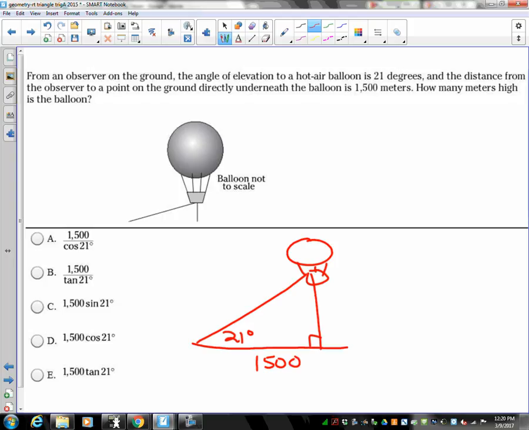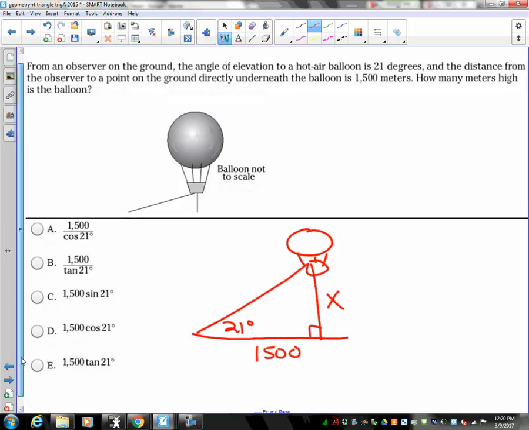Now, how many meters high is the balloon? How will we measure the height of the balloon? By the hypotenuse or the leg? The leg. Okay. Now think about, how do we measure heights? If I was measuring the height of the ceiling, I would measure straight up to it, right? I wouldn't do it at an angle. I'd go straight up.